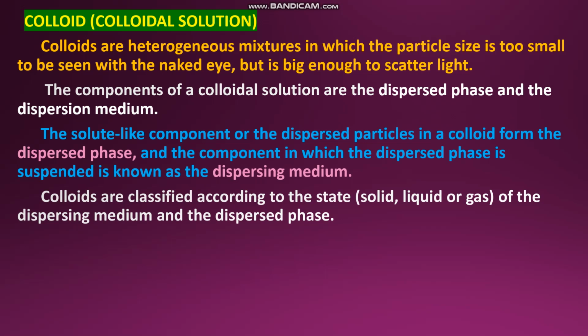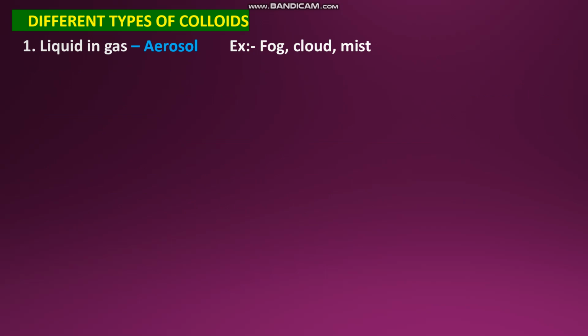Now based on the state of this dispersed phase and dispersion medium, there are different types of colloids. That means the dispersed phase can be a solid, dispersing medium can be a liquid. That means solid dispersed in liquid. It can be liquid dispersed in solid or liquid dispersed in liquid. So based on the states of this dispersed phase and dispersion medium, we have different types of colloids. Let us see each one by one.